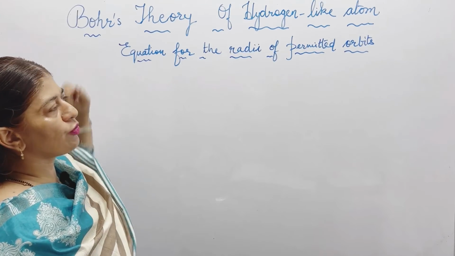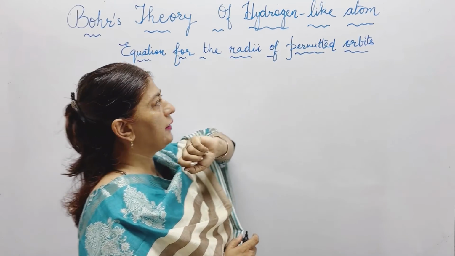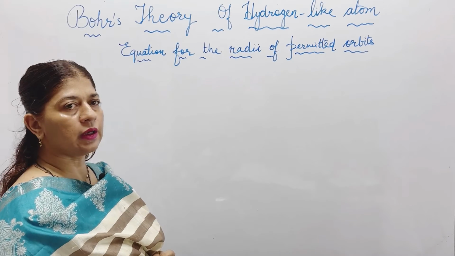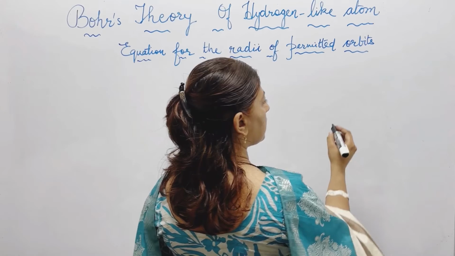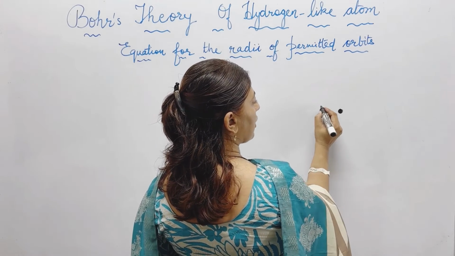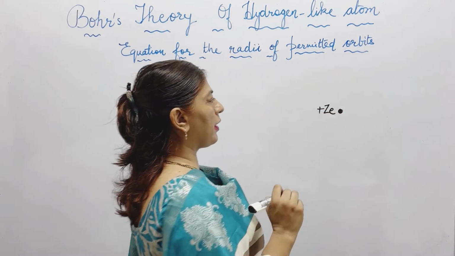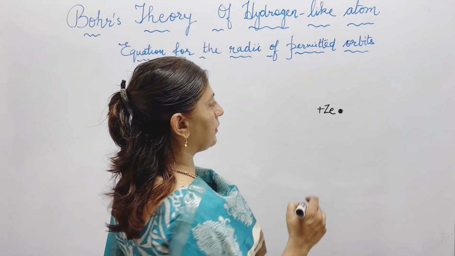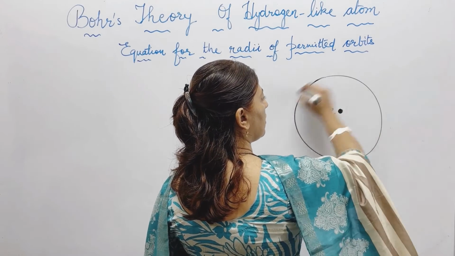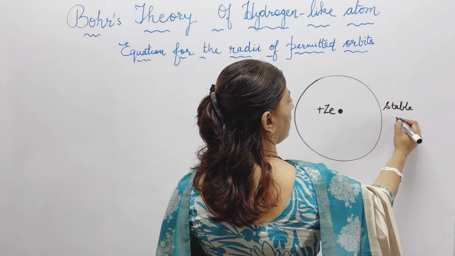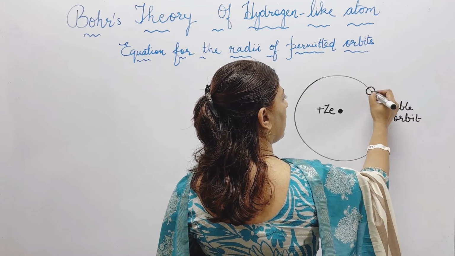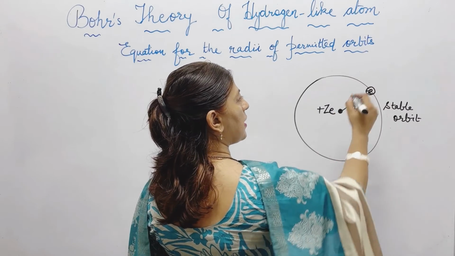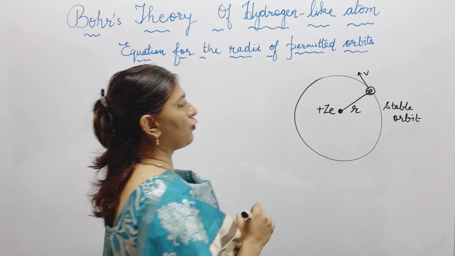We are taking the topic of Bohr's theory of hydrogen-like atoms. In this, first we are going to derive an equation for the radii of permitted orbits for the atoms that are like hydrogen. There is a small nucleus that has the positive charge on it, given by plus Ze, where Z is the atomic number and e is the charge on the proton. Around it, there is a stable orbit, and in this, an electron is revolving. Let r be the radius and v the velocity of this moving electron.